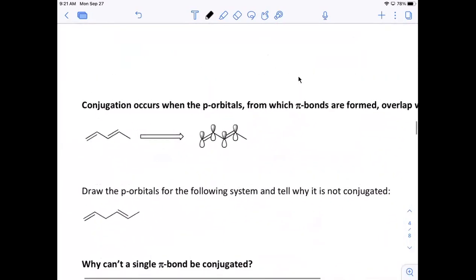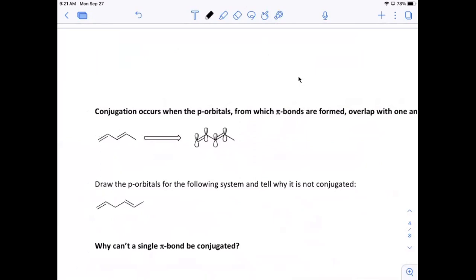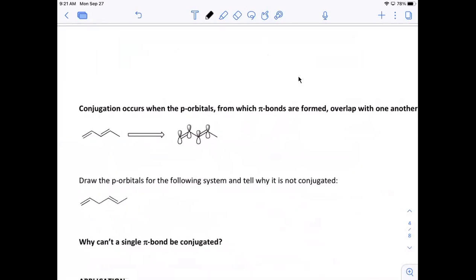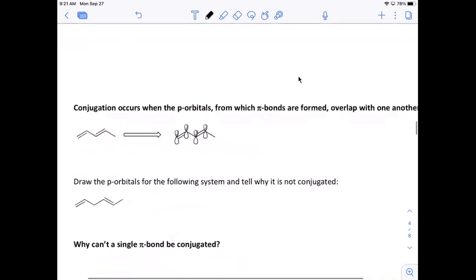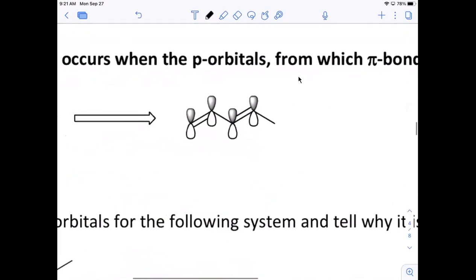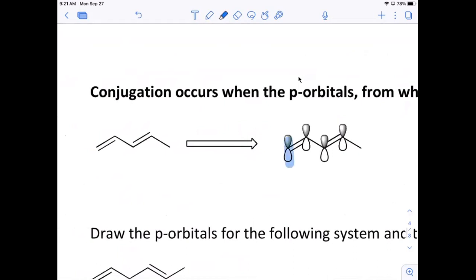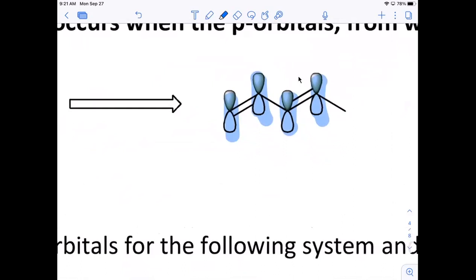Right. So you see where it says conjugation occurs when the p orbitals from which pi bonds are formed overlap with one another. So you can see that right here. The p orbitals are here, here, here, and here. And again, the overlap is made possible because of compression of this carbon-carbon sigma bond.